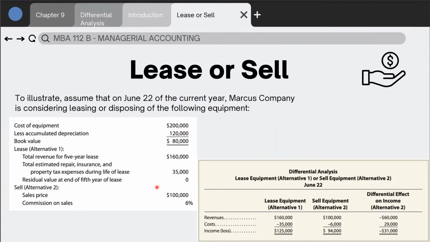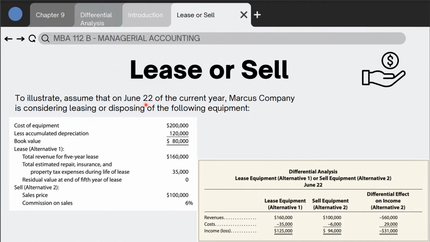In this chapter, there are also common decisions where differential analysis can be illustrated. One would be lease or sell. This happens when a company changes its manufacturing process or can no longer use the equipment in their process, and so they have to decide whether to lease or sell a piece of equipment. As an example, here is an illustration from Marcus Company.